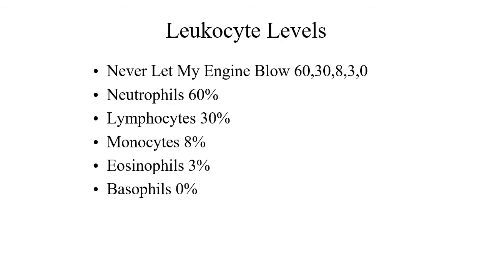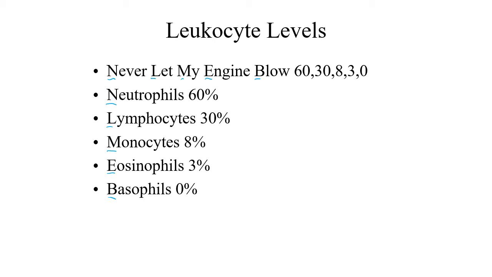So here we have just a little mnemonic to remember the white blood cell numbers as far as their relative percentage in the blood. And these are not specific numbers per se. These are just a general rule of thumb. So never let my engine blow, 60-30-8-3-0. The first letter of each of the words in the saying goes with the first letter of the white blood cells, and then the numbers go along in the same order.